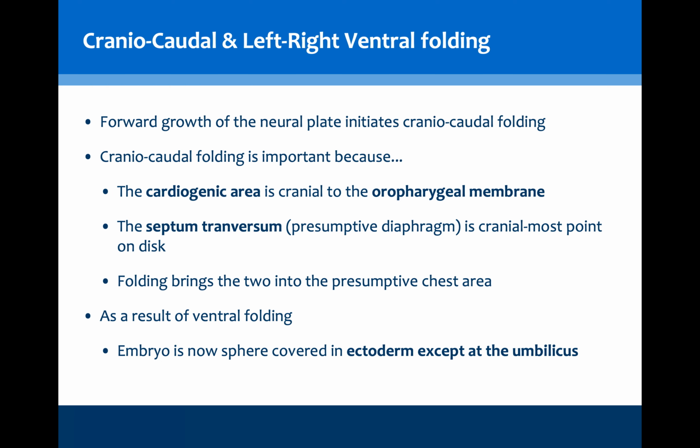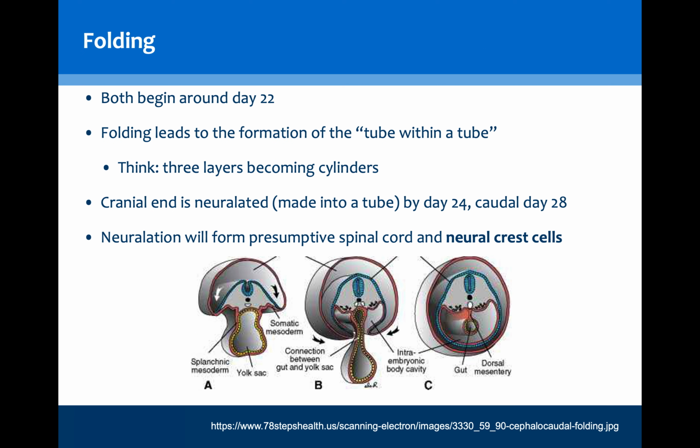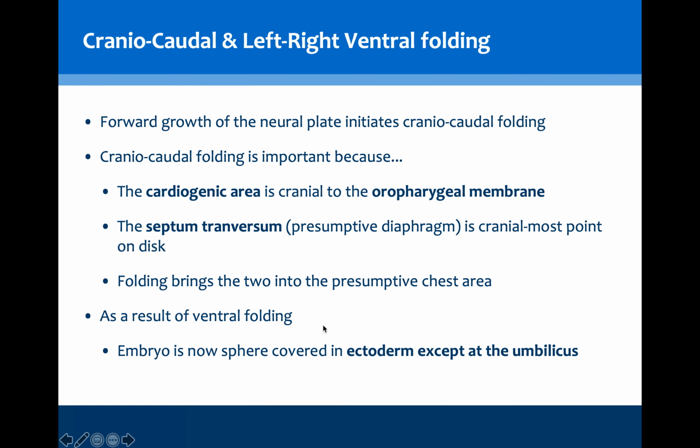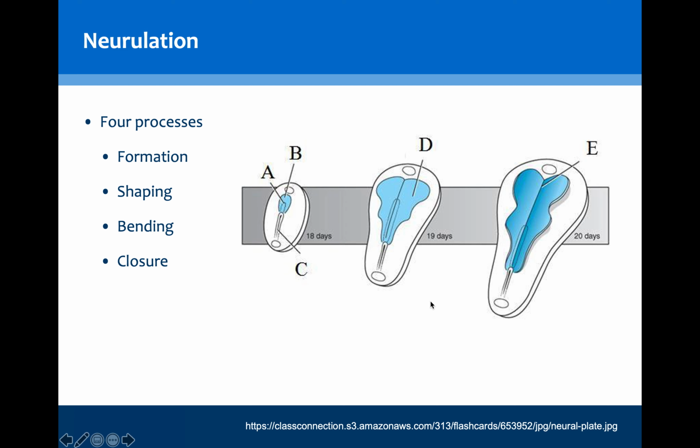And then, like I say, the folding is going to bring these two into the presumptive chest area, and as a result of all of this folding, the embryo is now a sphere that's covered in ectoderm, with the exception of the umbilicus at this area here. And so we're going to talk now about neurulation.